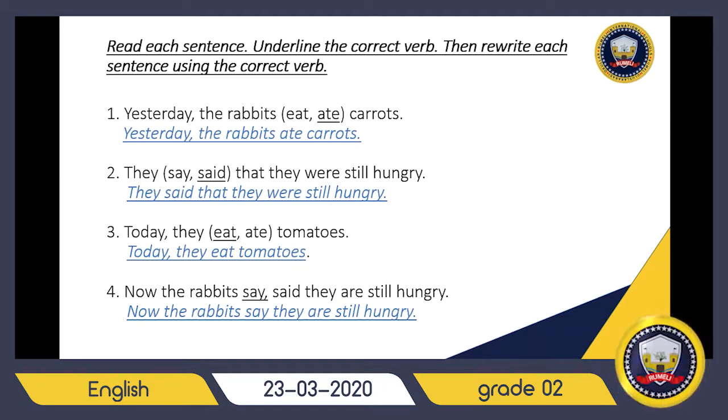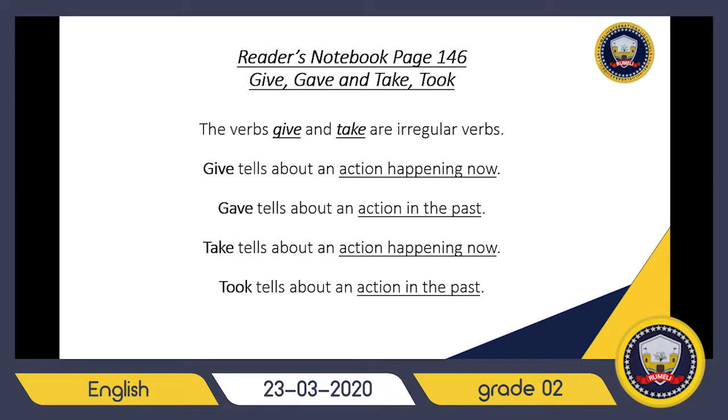Excellent. Let's move to the next page. Page 146. It's the same pattern. Give, gave and take, took. The verbs give and take are irregular verbs. Give tells about an action happening now. Gave tells about an action in the past. Take tells about an action happening now. Took tells about an action in the past.